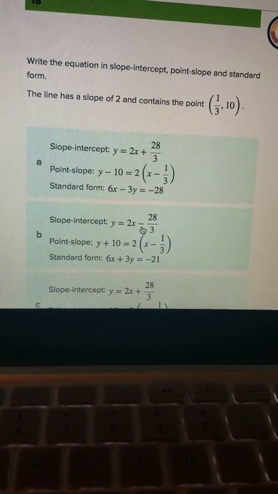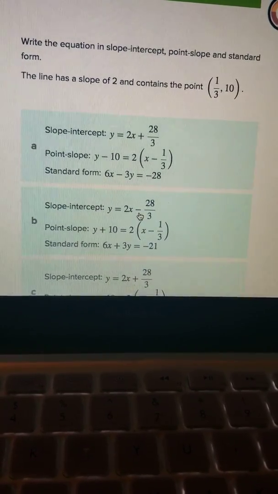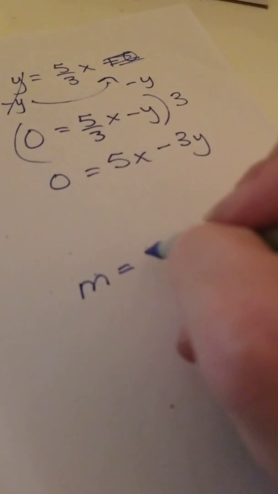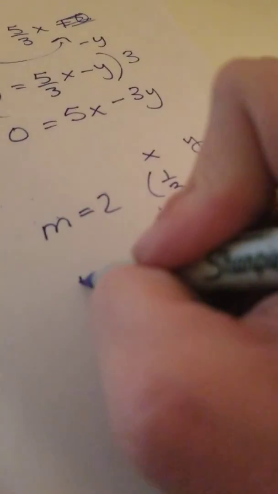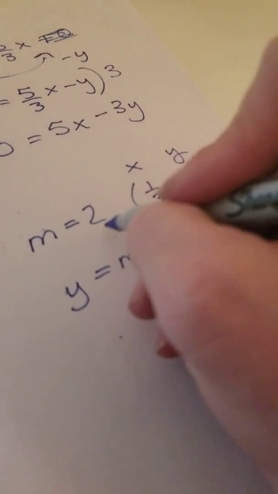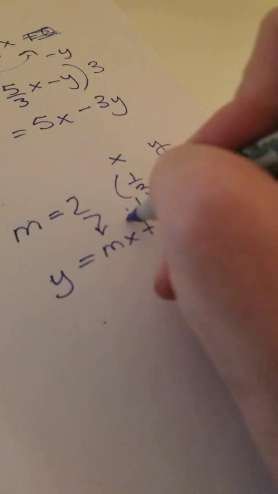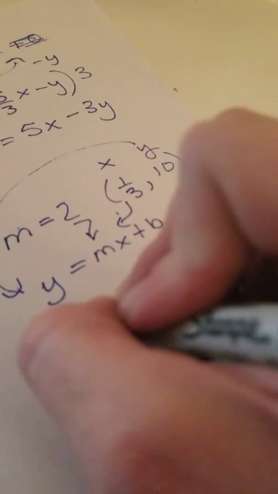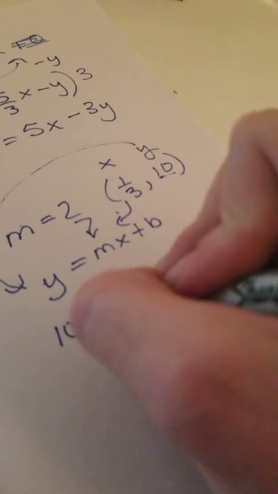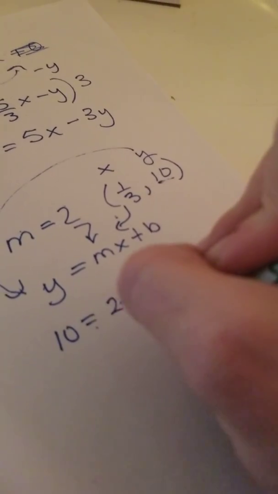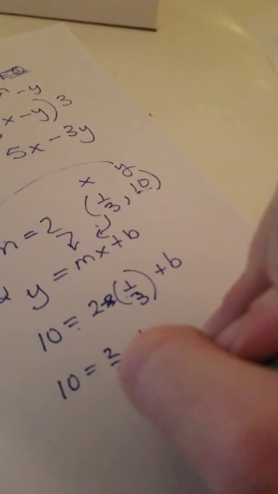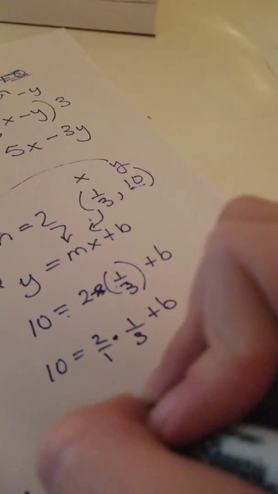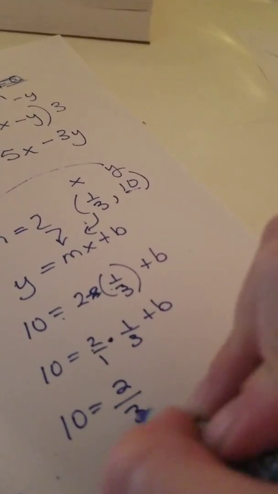Write the equation in slope-intercept form, point slope, and standard form. The line has a slope of 2 and a point of 1/3, 10. 1/3 is your x, 10 is your y. y equals mx plus b. m is 2, x is 1/3, y is 10. 10 equals 2 over 1 times 1 over 3 plus b. 10 equals 2 times 1 is 2, 1 times 3 is 3, plus b.